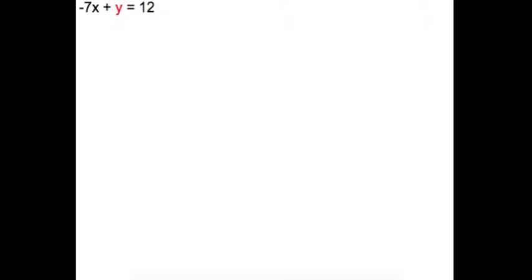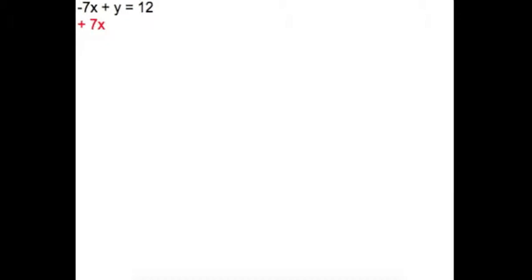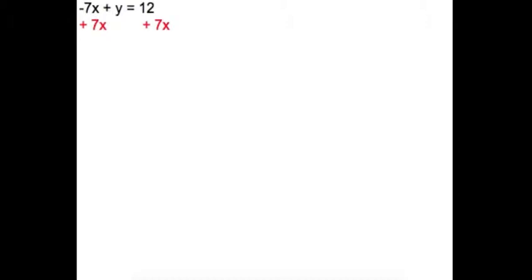We are going to try to get y alone on one side of the equation. To do that, we have to get rid of the negative 7x. To get rid of the negative 7x, or cancel it out on the left side of the equation, we can add 7x. Remember, what we do to one side of an equation, we have to do to the other side as well. Let's simplify the left side of the equation first.